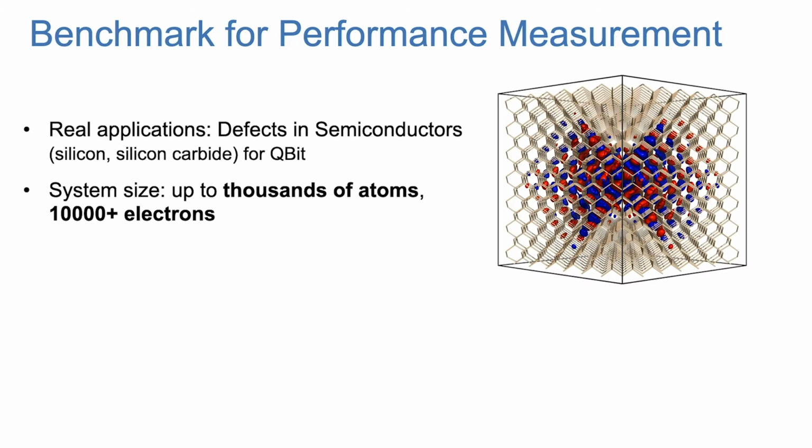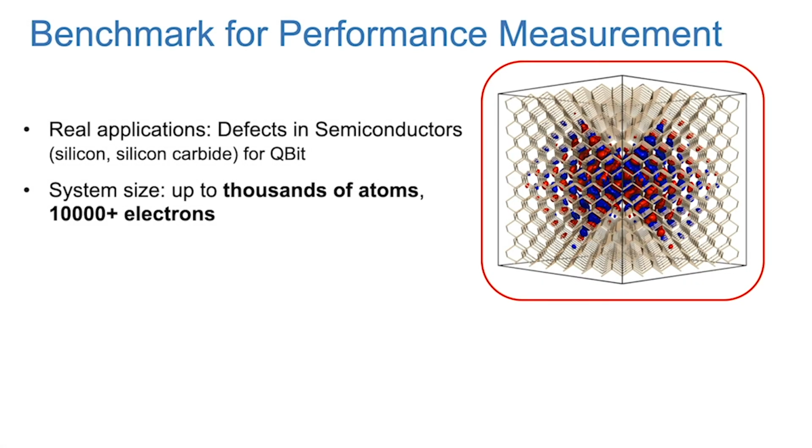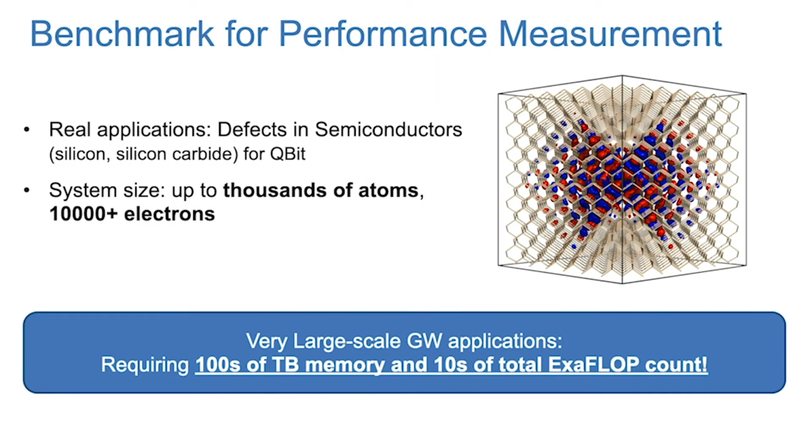The system sizes range from moderate, a few hundred atoms, up to extremely large. Here is an example of the largest system, which comprises almost 3,000 atoms and roughly 11,000 electrons. I want to remark that this calculation represents a truly large-scale application. Completion requires on the order of hundreds of terabytes of virtual memory, and the total number of flops is on the order of tens of exaflops.